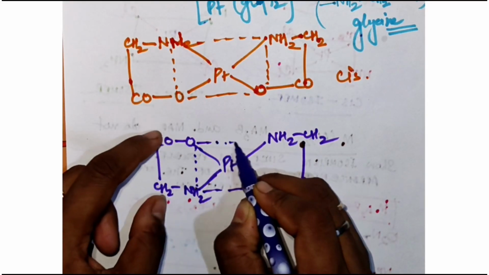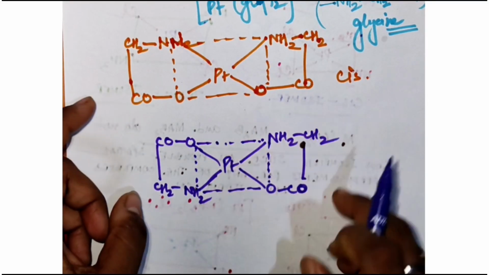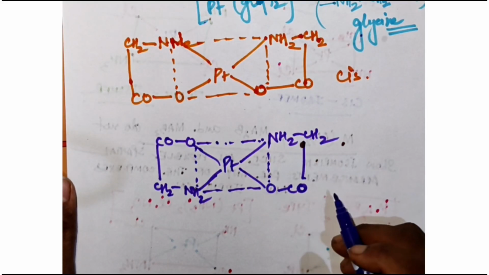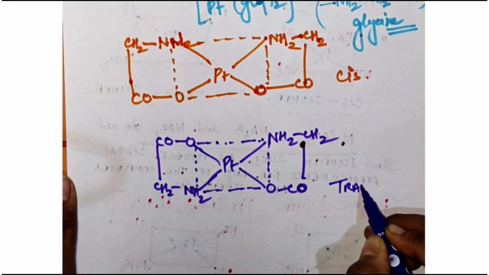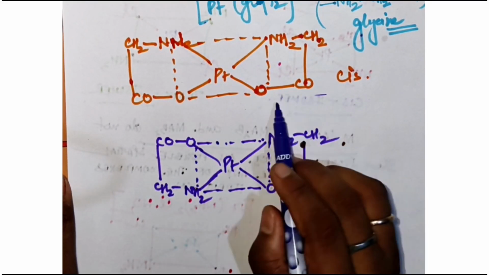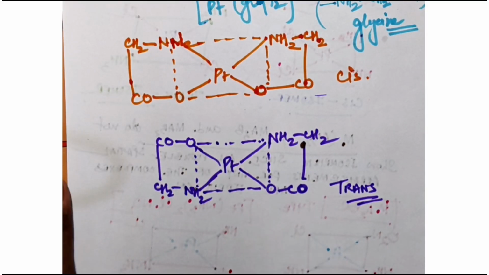See here, this ligand, the glycine with platinum, forms a complex and a ring kind of structure, giving a chelate formation. So this is your trans. Here, see, CO group in the same side. Here, CO group in the opposite direction. So it is trans.